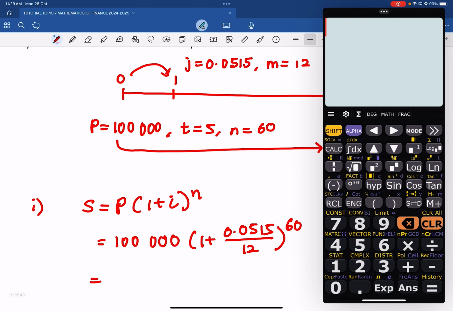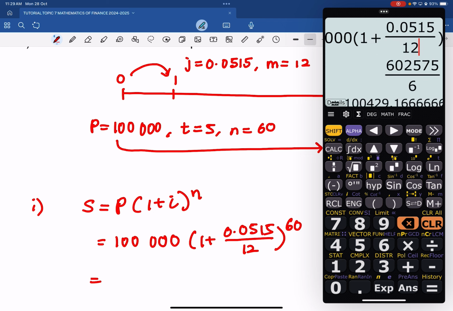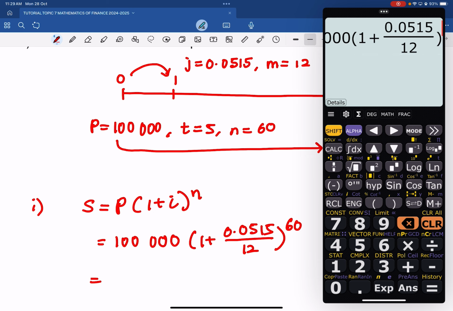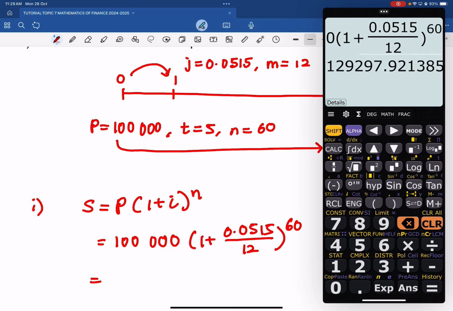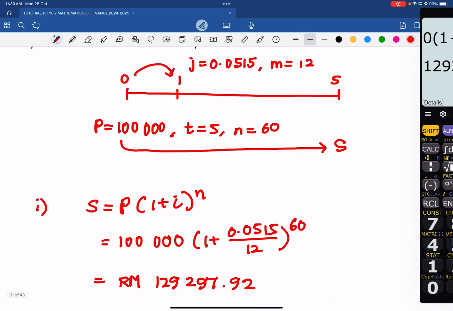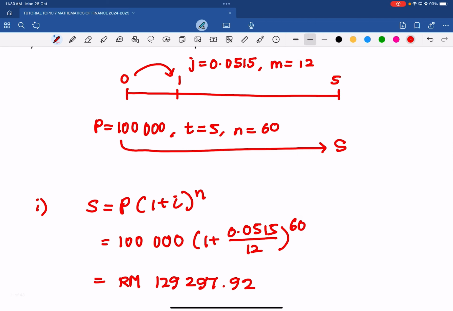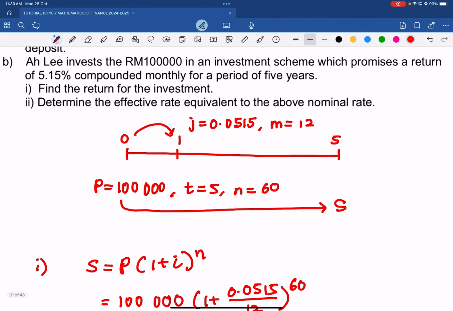So 100,000 times 1 plus 0.0515 divided by 12, power 60. We get RM 129,297.92. That is the return for the investment.